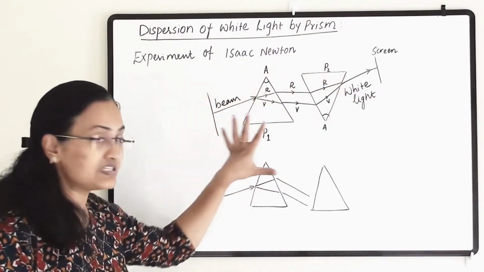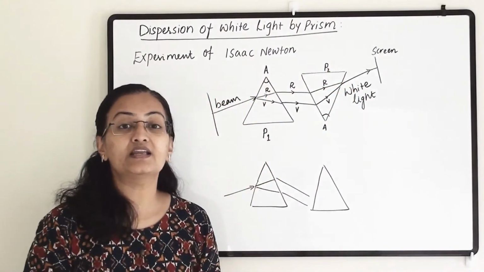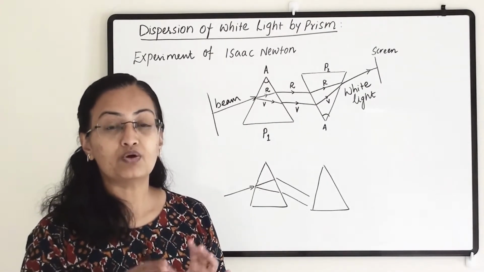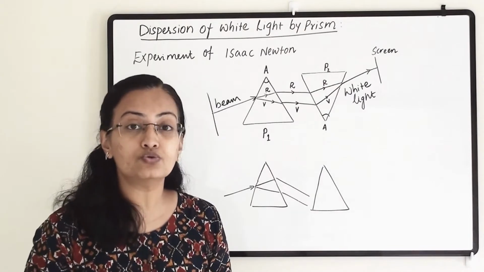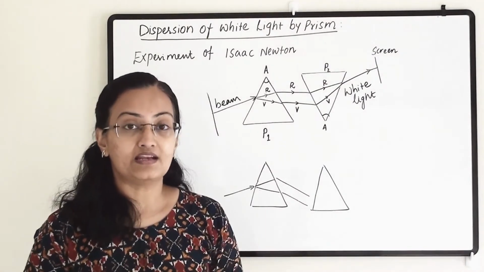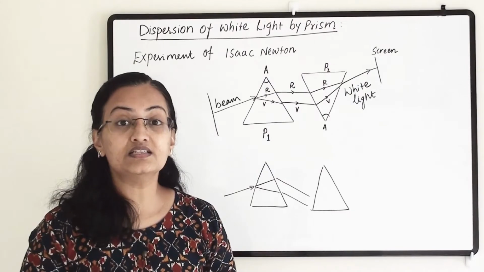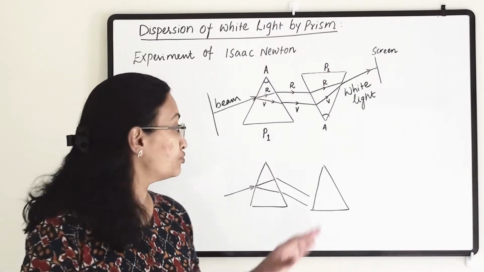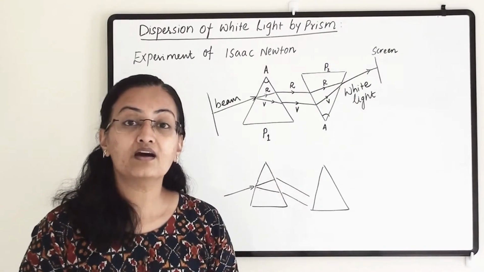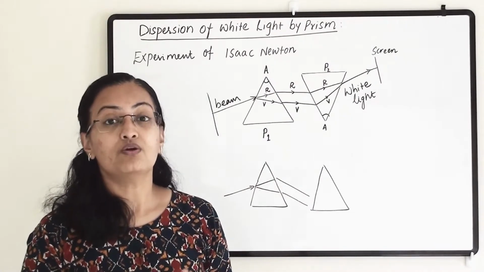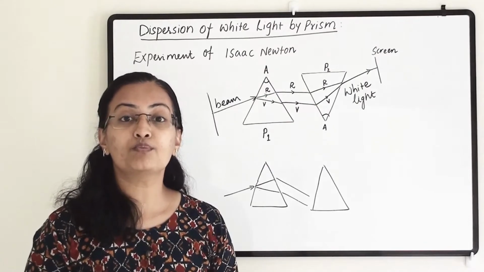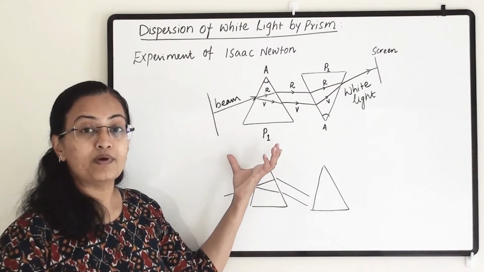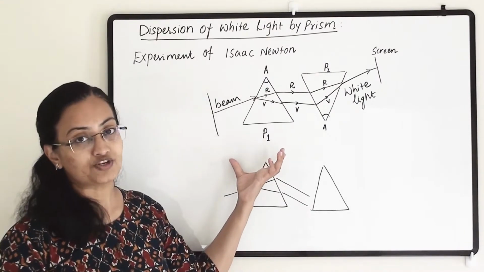Through this experiment, he got an idea of how rainbow formation happens in nature, because rainbow formation is also a dispersion of white light. Here the white light is sunlight, and the dispersion is happening not through a prism but via water droplets. So he got an idea of how rainbow formation occurs in nature, and he used this experiment to explain the rainbow formation phenomenon.